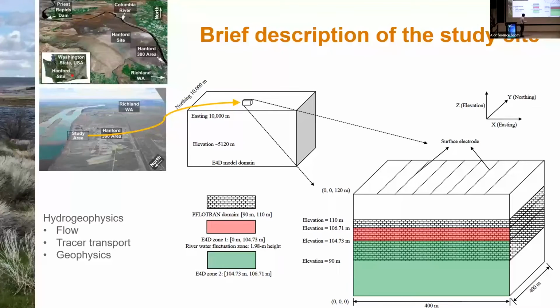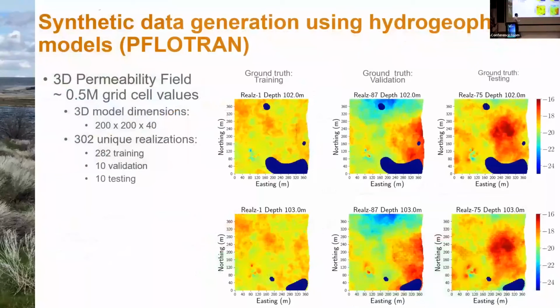The focus is on the subsurface between 90 meters and 110 meters, where there is a change in the groundwater table. We want to understand how the river water displaces the groundwater and intrudes into this domain. So the main component of this conceptual model is permeability, heterogeneous permeability. We assimilated the tracer data as well as the flow data to estimate a set of realizations for permeability, based on which the ML model is trained.